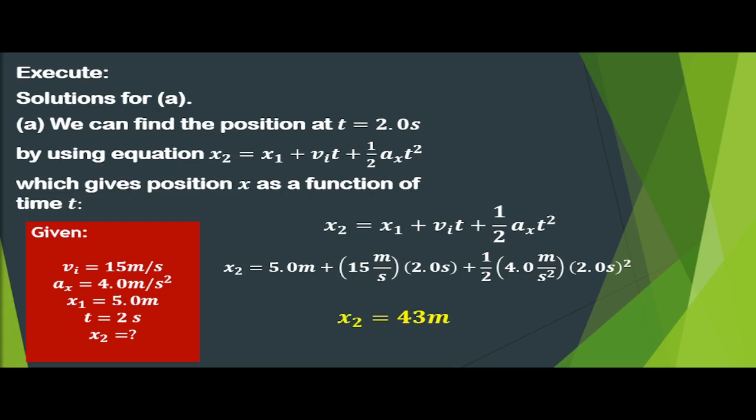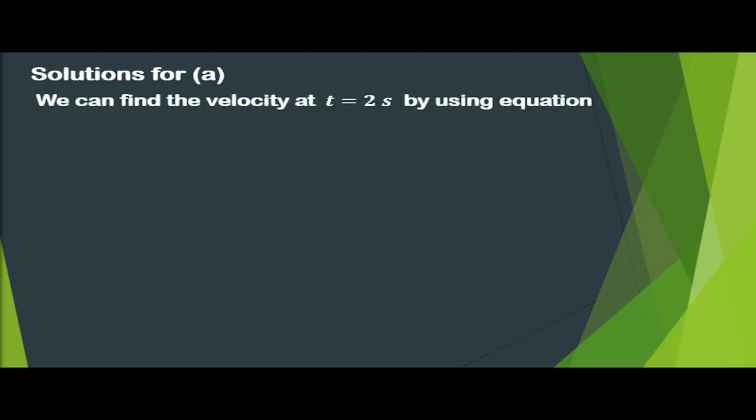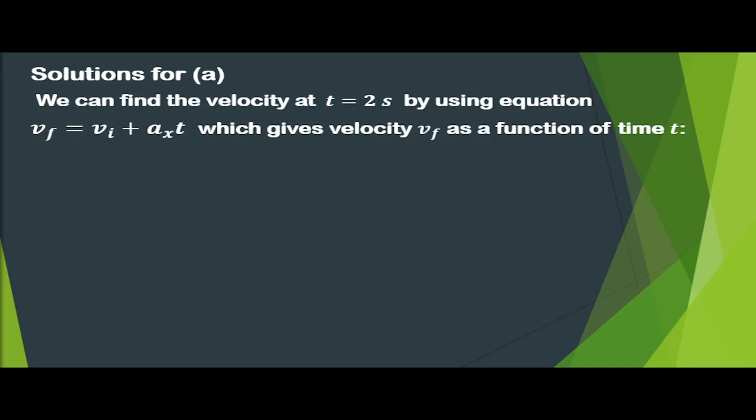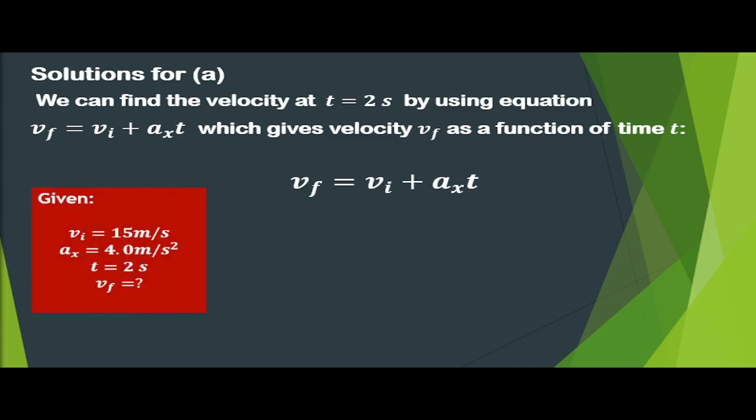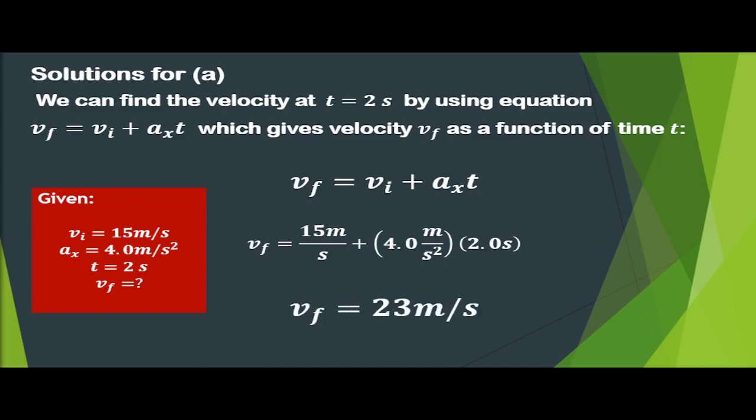We can find the velocity at time t equals 2 seconds by using the equation v sub f is equal to v sub i plus a sub x times t, which gives velocity v sub f as a function of time t. Substitute the given values into the formula. V sub f is equal to 15 meters per second plus the quantity of 4 meters per second squared times 2 seconds. V sub f is equal to 23 meters per second.